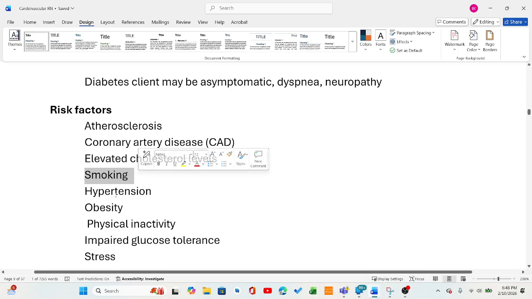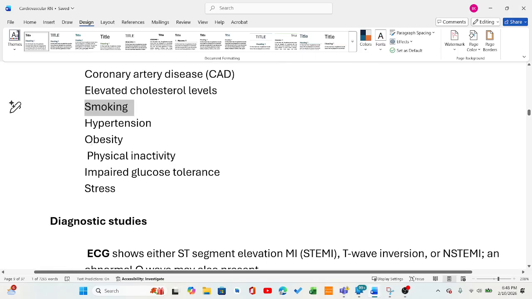That's why smoking cessation is very, very important when it comes to the cardiac system. Then hypertension, we need to control the blood pressure. Obesity, we need to control the weight, and also physical inactivity. The person is not exercising. I doubt how many of us exercise.